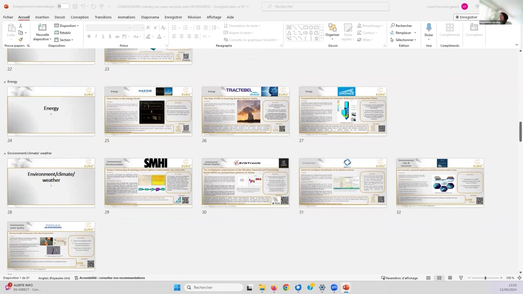And for information, given the interest for this topic, we might actually have our second session also on this environment, climate, weather topic, because we noticed several volunteer propositions from other NCCs.